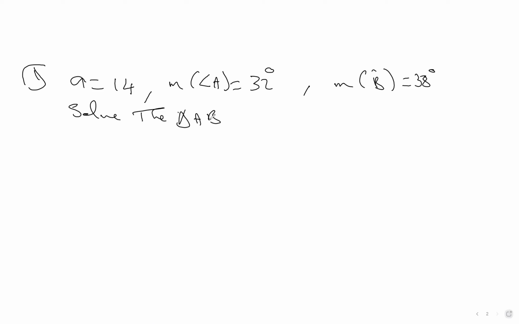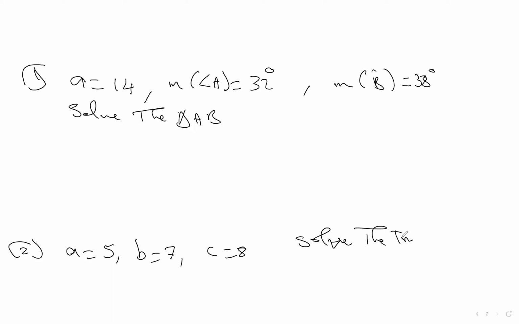Second one is a is 5, b is 7, and c is 8. Also solve the triangle ABC. Okay, I'll give you 2 minutes for each one to finish.